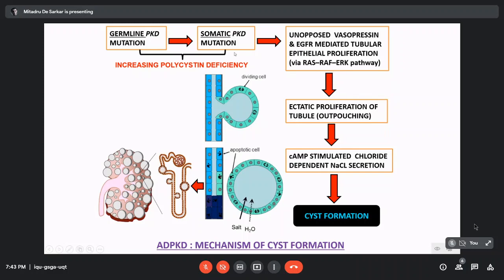Because of which, once there is a two-hit, there is unopposed action of the external growth factors, resulting in uncontrolled proliferation of the tubular cells, resulting in outpouching of these tubules. Subsequently, these tubules get detached from the parent tubules, and because of the cyclic AMP mediated pathways, there is increased accumulation of salt and water within these cystic structures, resulting in the formation of cysts.